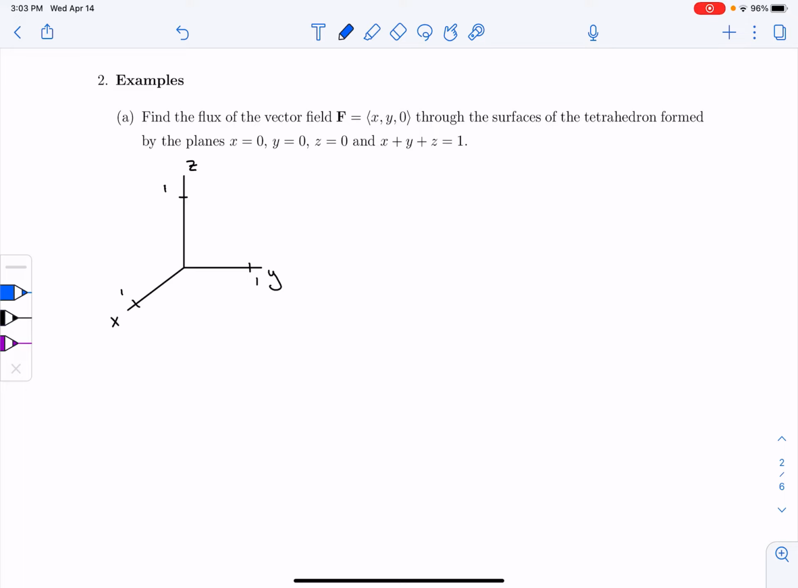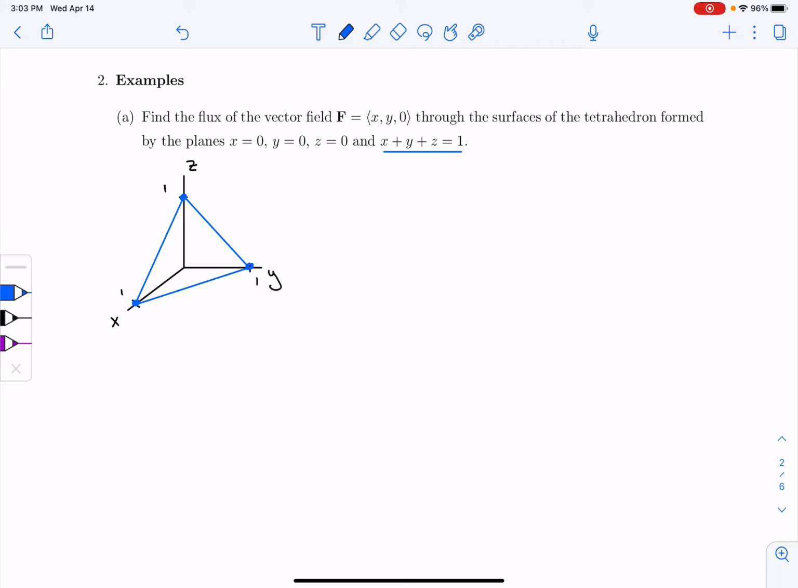Well, I first want to plot this tetrahedron. So I'm going to look at x plus y plus z equals 1, and I'm going to plot it using the intercepts. If I let x and y be 0, then z is 1. If I let x and z equal 0, then y is 1. And if I let y and z be 0, then x is 1. And that helps me plot the plane x plus y plus z equals 1. And so now that is one face of my tetrahedron.